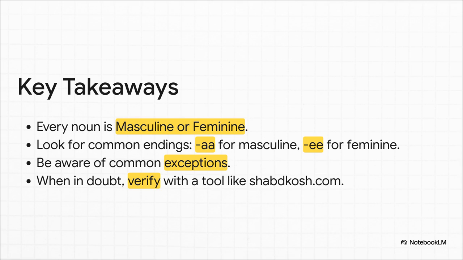Okay, so let's quickly recap our game plan. First, the biggest thing to remember is there's no "it" in Hindi. Every single thing is masculine or feminine. Second, your first move should always be to listen for those common endings, that "aa" sound for masculine and "ee" for feminine. Third, always be on the lookout for those exceptions, especially words for family members. And finally, your ultimate safety net, when in doubt, don't guess. Just use a tool like shabdkosh.com and know for sure.